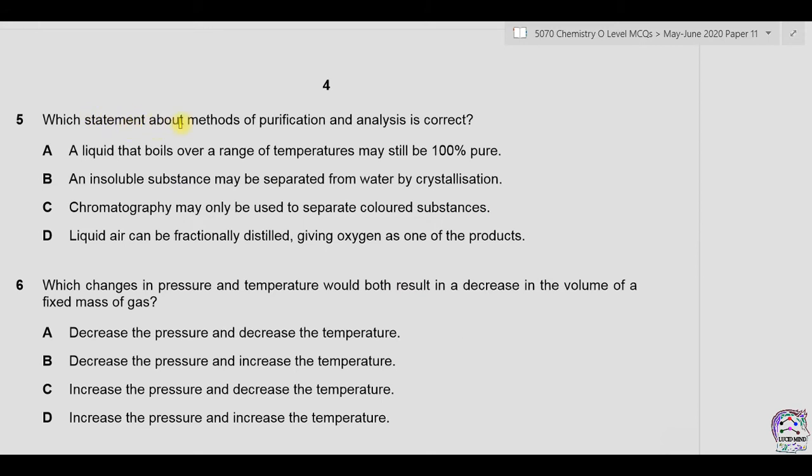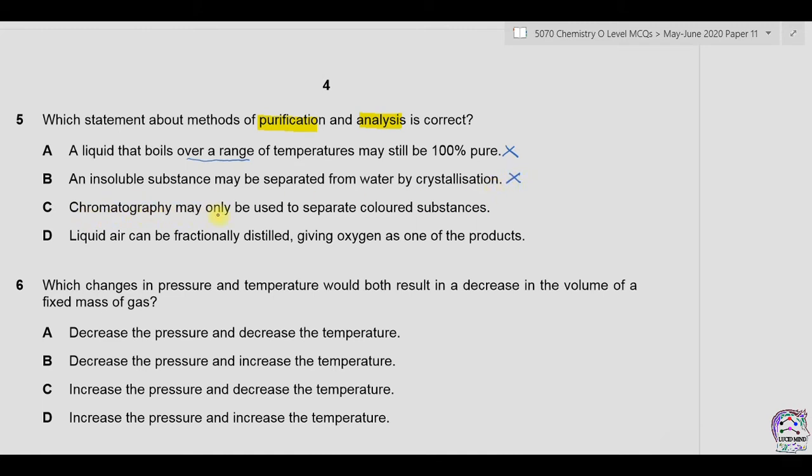Question 5. Which statement about methods of purification and analysis is correct? A. A liquid that boils over a range of temperature may still be 100% pure. Now for purity, the liquid must boil at a fixed temperature, not over a range of temperature, so therefore this is incorrect. B. An insoluble substance may be separated from water by crystallization. We don't need the crystallization process for an insoluble substance, we can use filtration, because crystallization is used for something that is highly soluble. So this is also incorrect.